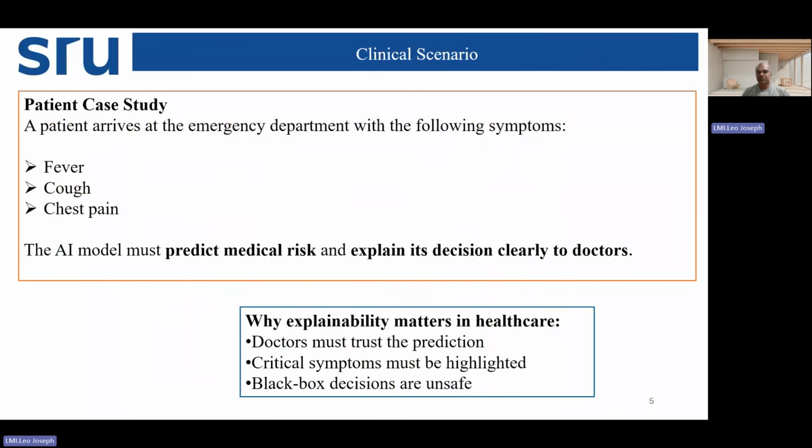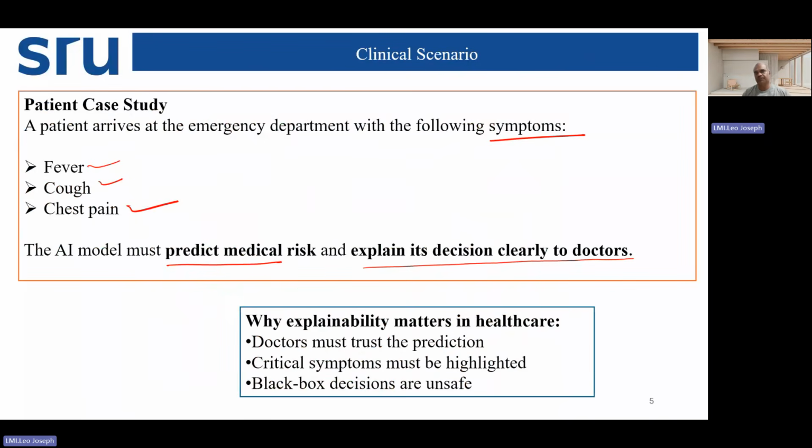So first we will see it in a layman's method. After that, I will take you into concept whitening. Along with that, I will discuss SENN. So here a patient arrives at the emergency department with the following symptoms: fever, cough, and chest pain. The AI must predict the medical risk and explain its decision clearly to the doctors. This is the scenario we are looking at.